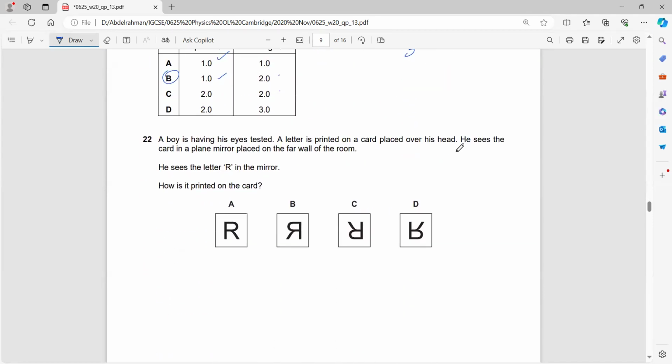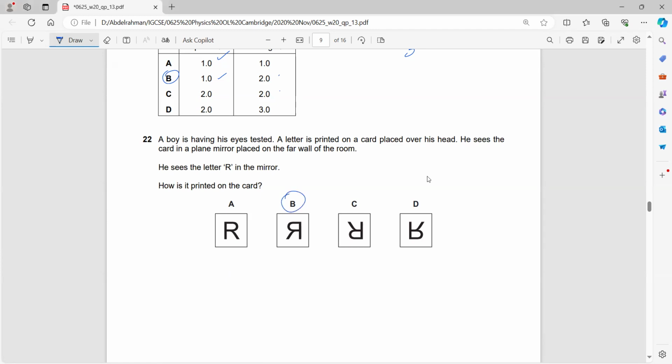A boy is having his eyes tested. The letter is printed on a card and placed over his head. He sees the card in a plain mirror on the far wall of the room. He sees R in the mirror. How is it initially printed on the card? Yes, this is correct. It has to be B.